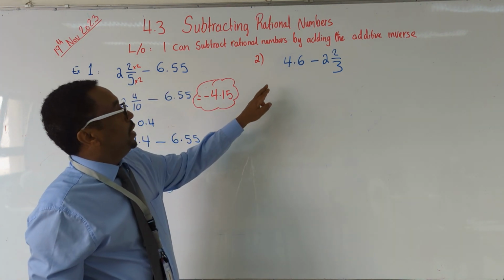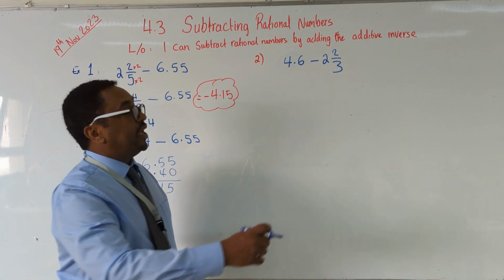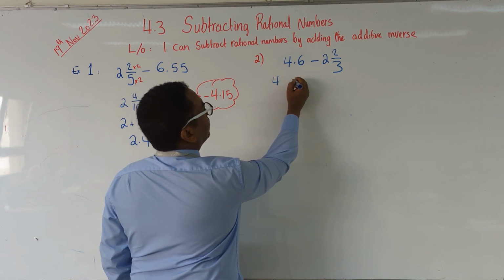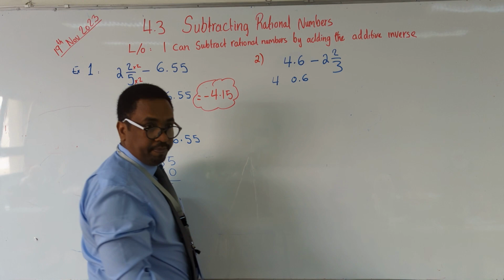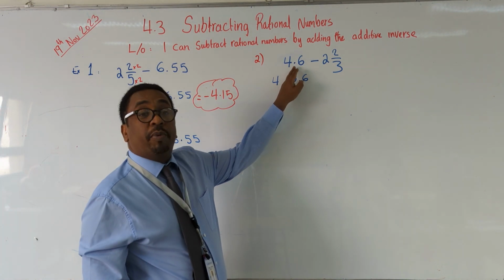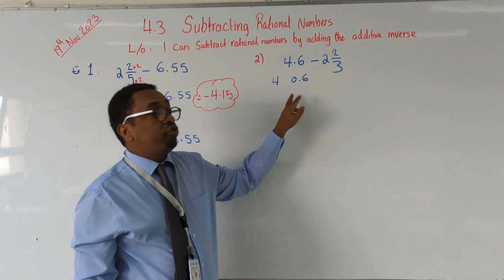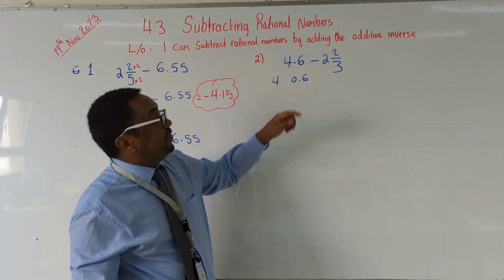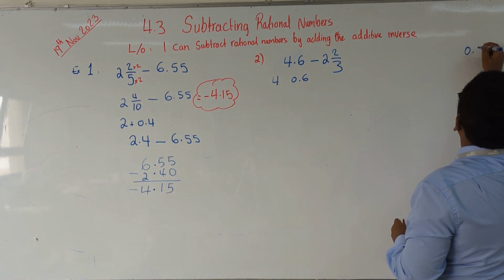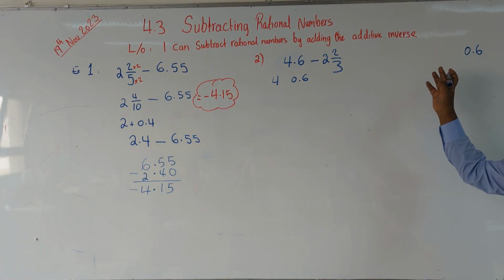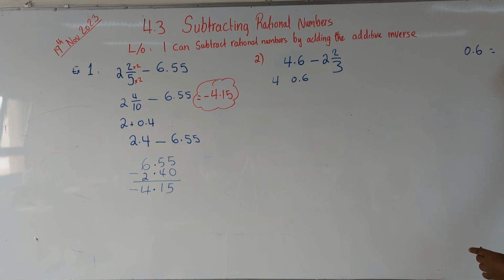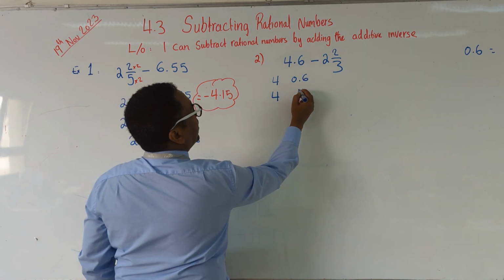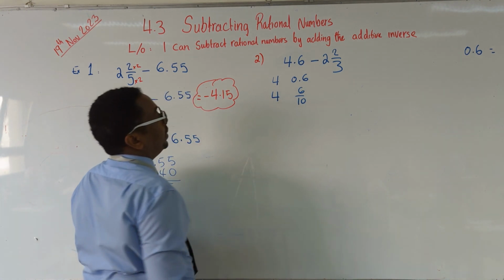So how do we take them away? First of all, remember, if we divide this number into two parts, we have 4 and we have 0.6, right? This number contains 4 and 0.6. So can I change 0.6 into a fraction? Yes, because that is the same as 6 divided by 10. Remember the decimal is divided by 10. Are you with me, girls? So here I have 4 and I have 6 divided by 10. Does that make sense?